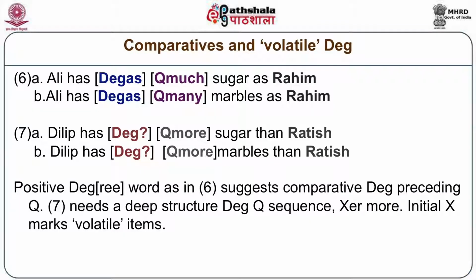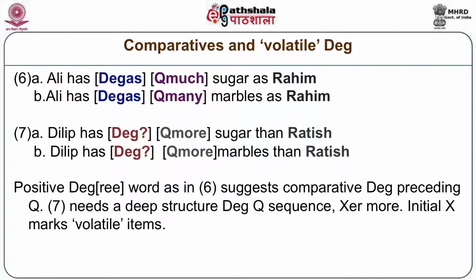So consider the examples of the comparative construction that we have given at 6 and 7. 6a, Ali has as much sugar as Rahim, is a positive structure, whereas 7a, Dilip has more sugar than Ratish, is a corresponding comparative structure. 6b, Ali has as many marbles as Rahim, is to be compared therefore with 7b, Dilip has more marbles than Ratish.